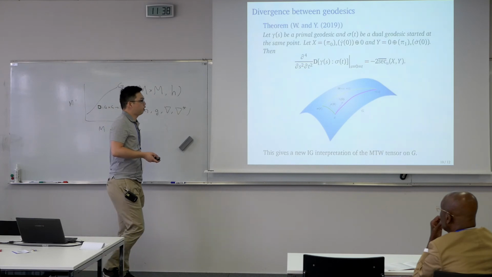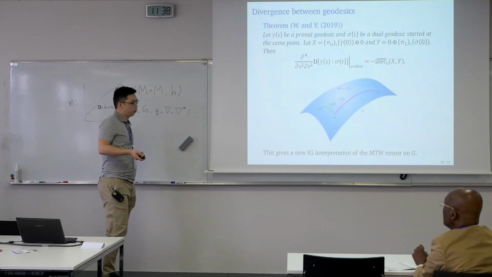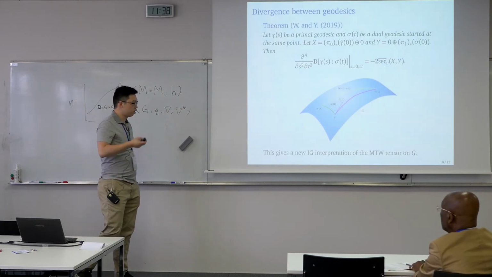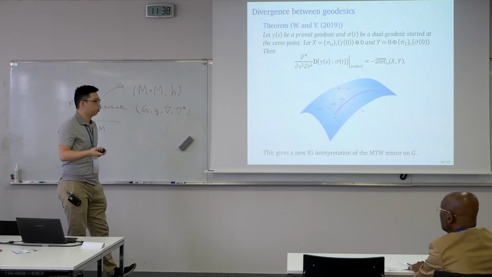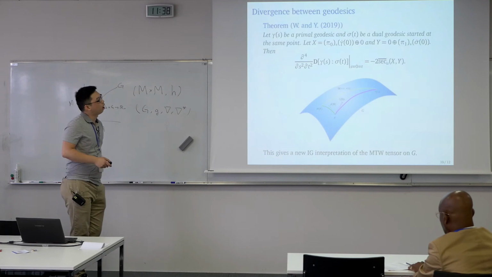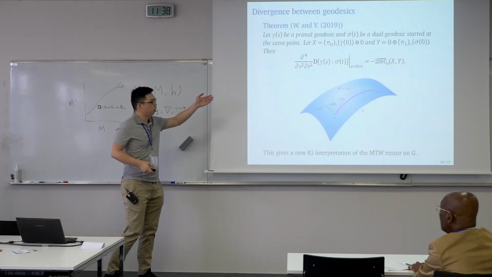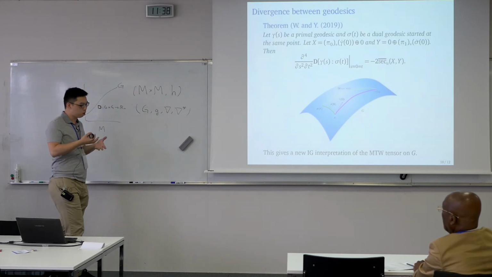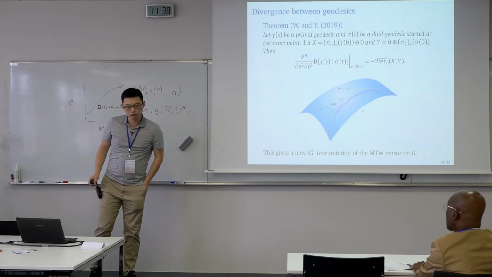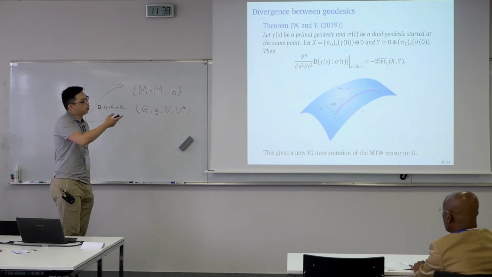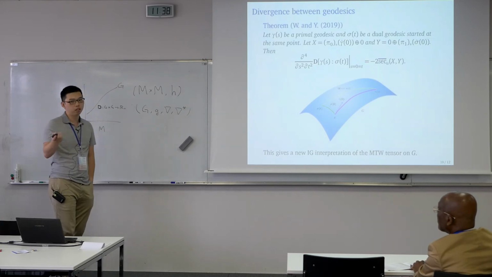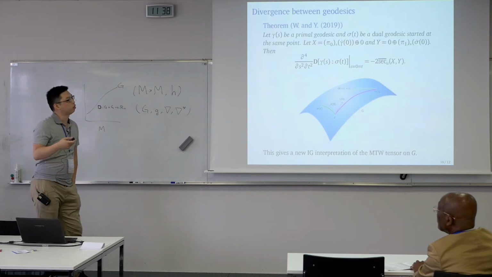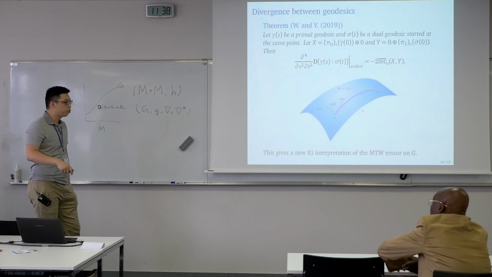So here we are interested in the mixed derivatives of this quantity. And we show that the mixed derivative at the starting point is proportional to the cross curvature. As you can see, on the left-hand side, this quantity is a pure information geometric quantity, described by a primal and a dual geodesic. And on the right-hand side, it is the cross curvature. And Leonard previously mentioned a cross curvature is proportional to the MTW tensor in the optimal transport theory.